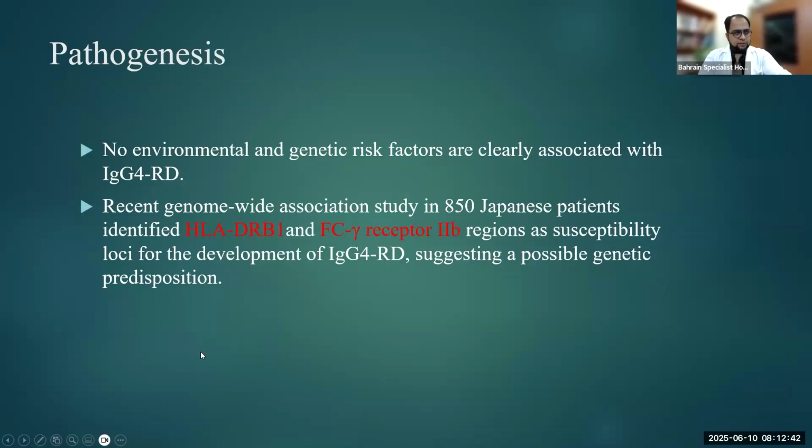So coming to the pathogenesis, currently no environmental or genetic risk factors are clearly associated with IgG4 disease. But recent studies have shown, like this is the largest clinical trial, which was done on 850 Japanese patients, where they identified two specific gene loci. So the studies are now focusing on HLA-DRB1 and FC gamma receptor 2B. It is giving a hint that there can be some association with these gene loci to be looked into in future.